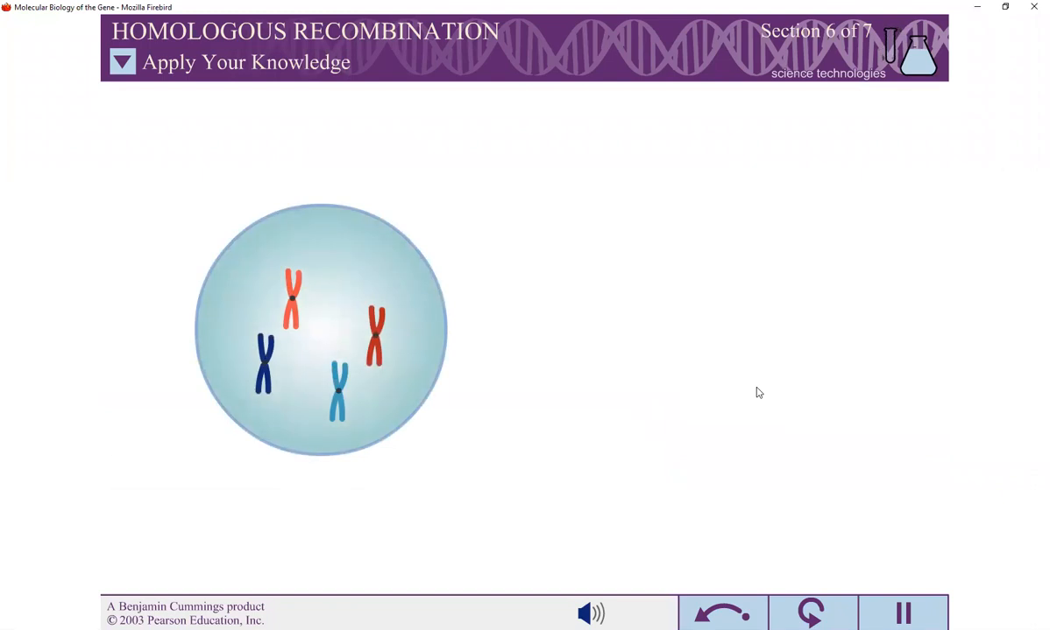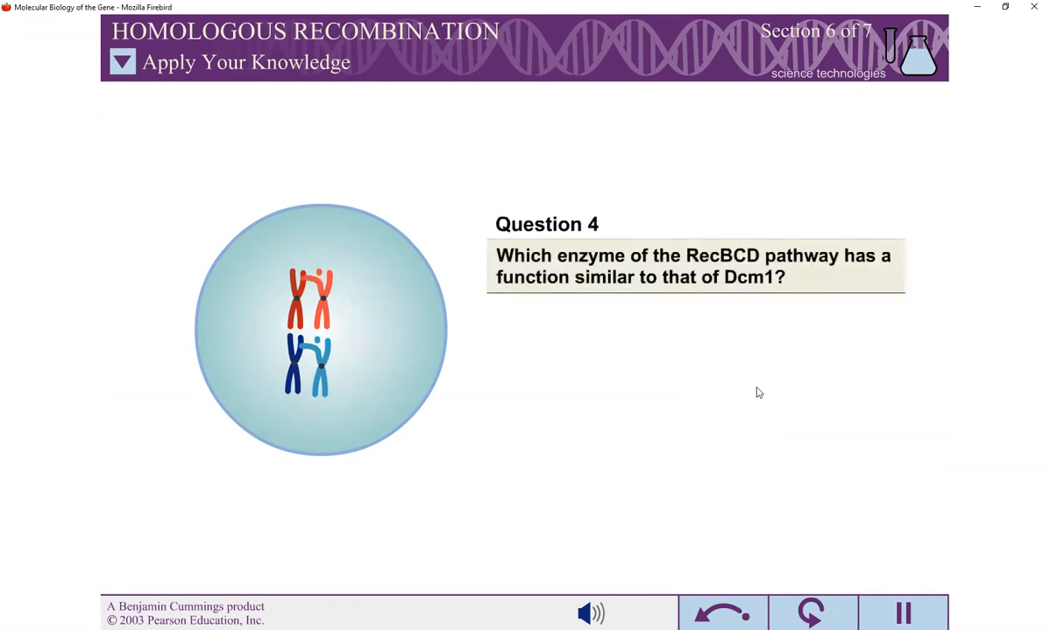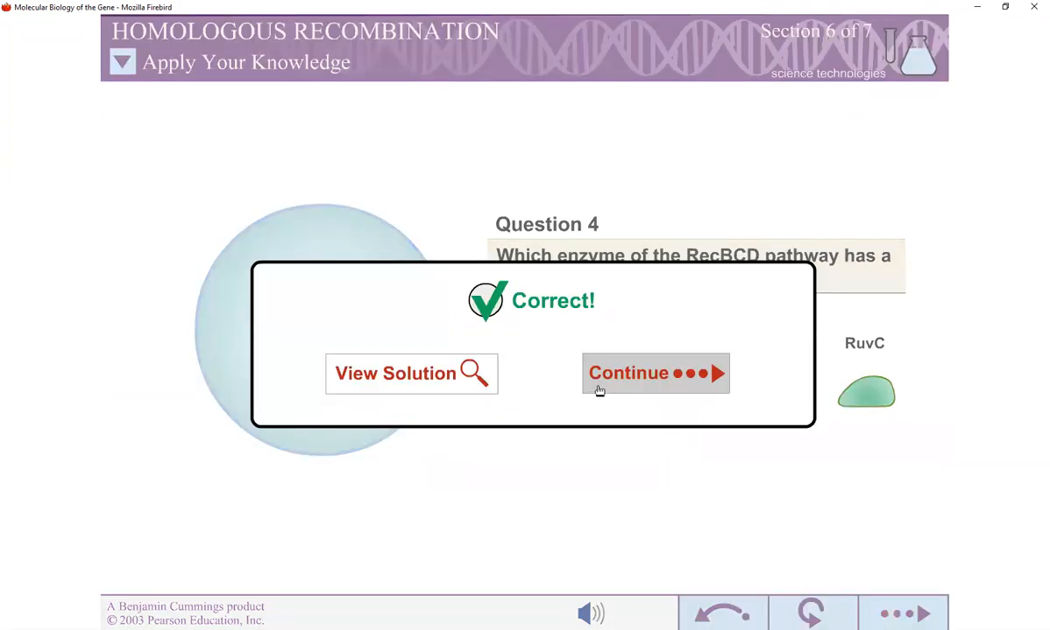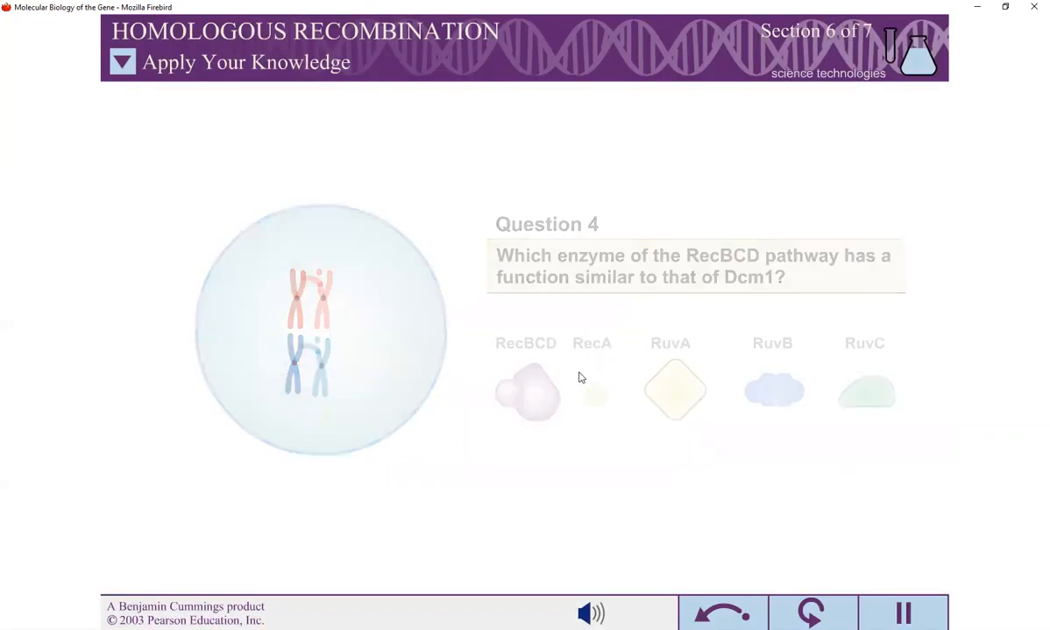DMC1 is a eukaryotic protein used during meiosis to match up homologous chromosome pairs at the beginning of crossing over. Question 4. Which enzyme of the RecBCD pathway has a function similar to that of DMC1? Correct. RecA was the one that was functioning in accordance with DMC1.